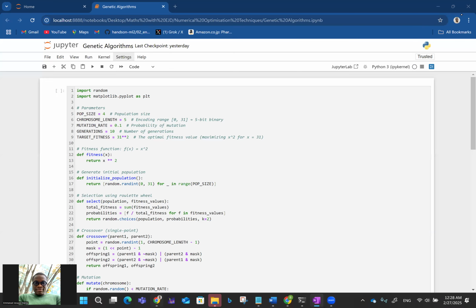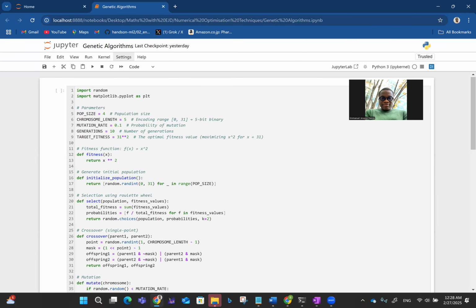Okay, so I come to Python. You see that we import random because randomness is involved here. You can see we just pick some individuals at random, like we saw there. The population size is 4, and the chromosome length is 5, talking about the 5-bit binary. You can choose any other chromosome length. Then the mutation rate is 0.1, that's the probability of mutation. The generations will be 10, that's the number of generations.